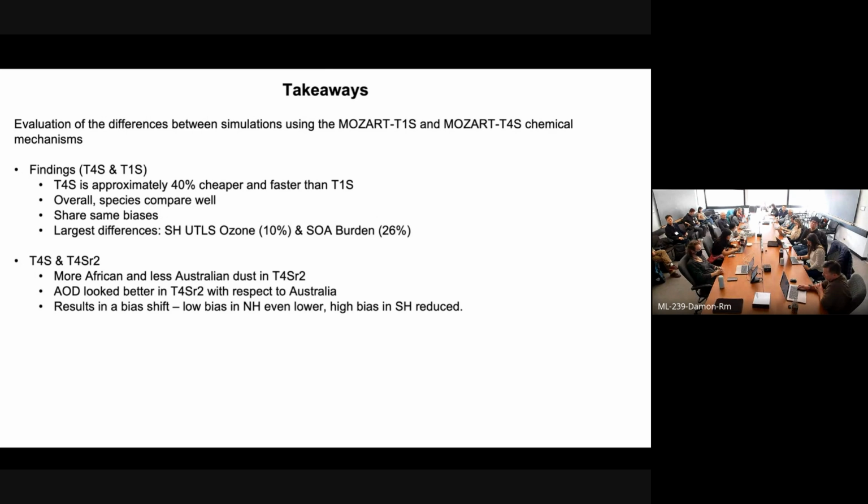We're sharing most of the same biases, and we did see a few differences: the 10% ozone difference in the southern hemisphere and the SOA burden. But on our second T4S run, we did see more African dust, less Australian dust. The AOD looked a little bit better with respect to Australia, and that did result in a bit of a bias shift. But overall, things look really good. And that's all I have.